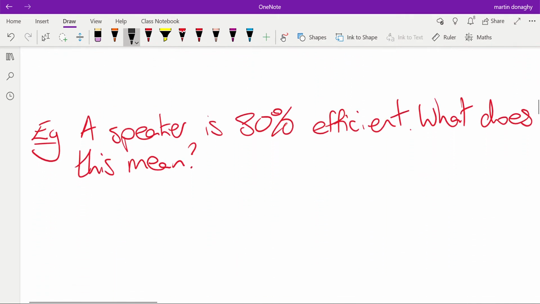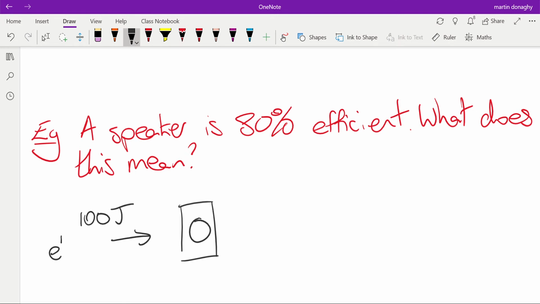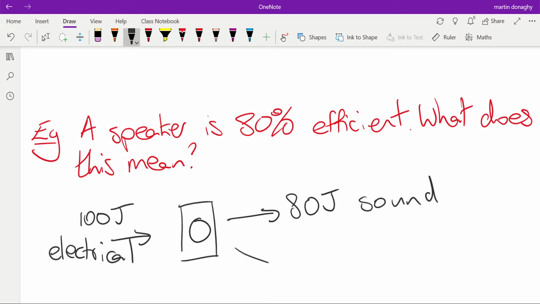So, for instance, a speaker is 80% efficient. What do we mean by that? Well, a speaker is a transducer that tries to change electrical energy into sound. No transducer is 100% efficient, but what that means is if I put in 100 joules of electrical energy, it is 80% efficient, so only 80% of that, which would be 80 joules, nice round numbers here, will be converted into sound energy. Really 20% of the energy we put in is lost to other things, which are usually heat and sound, but in this case sound is useful, so we will lose 20 joules to heat.